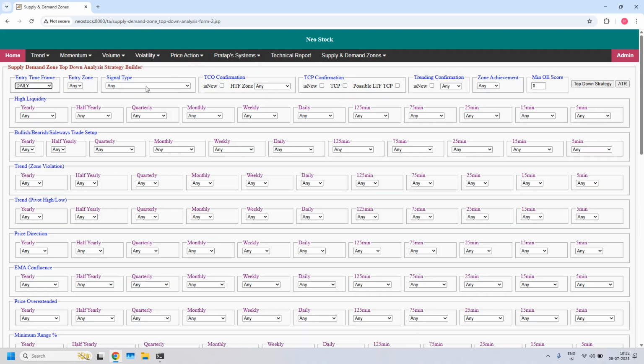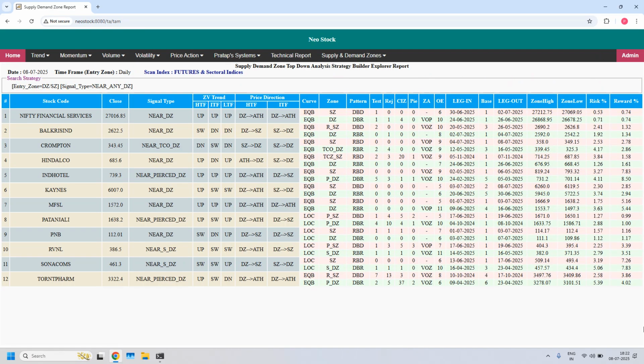Okay, daily time frame, stocks near to the daily demand zone. We got 12 stocks. And from this list, let us identify daily high liquidity demand zones. RVNL is having a daily high liquidity demand zone. Sona Comstar is having a daily high liquidity demand zone. So we have identified two daily high liquidity demand zones from this list.